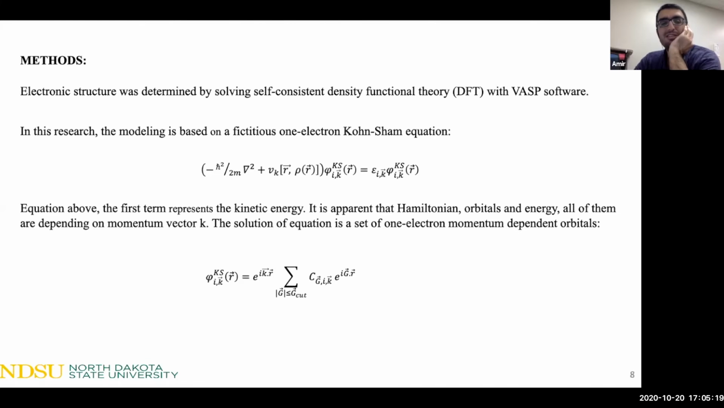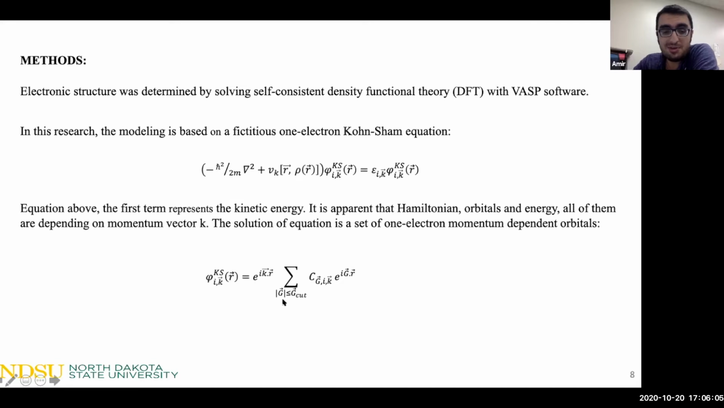First of all, for the DFT calculation, we utilize the VASP software, as you know, and the modeling starts from the one-electron Kohn-Sham equation. So we can write this equation in the draft. In the equation above, the first term represents the kinetic energy, so everybody knows that. It's apparent that the Hamiltonian orbital energies all depend on the momentum, so the solution of the equation is reported as below, from the momentum dependent orbitals.